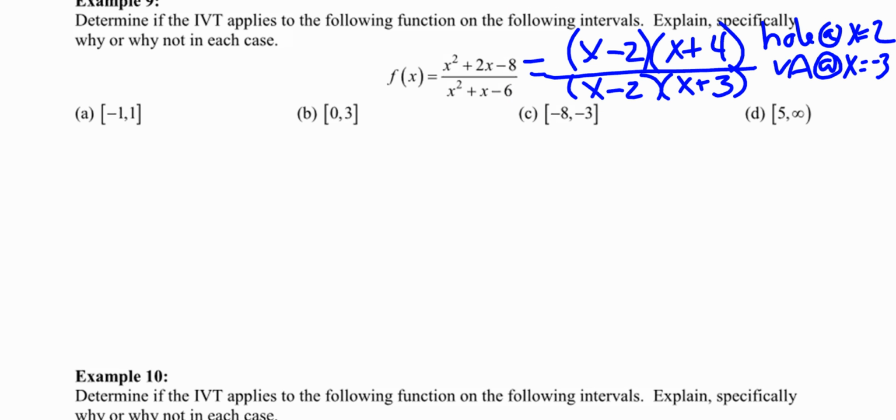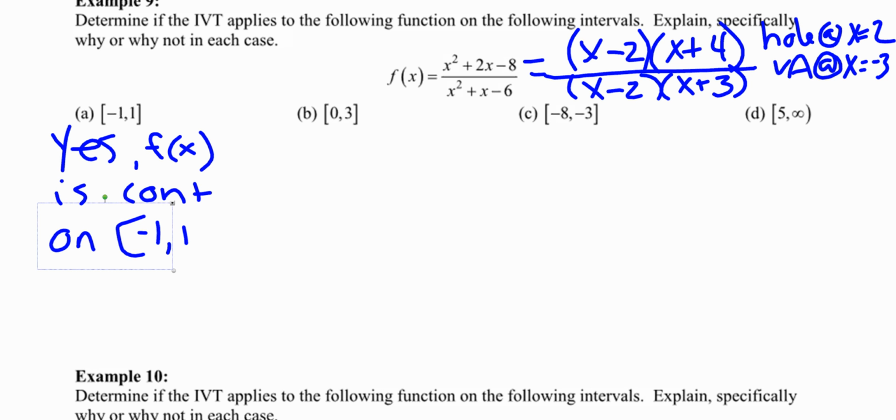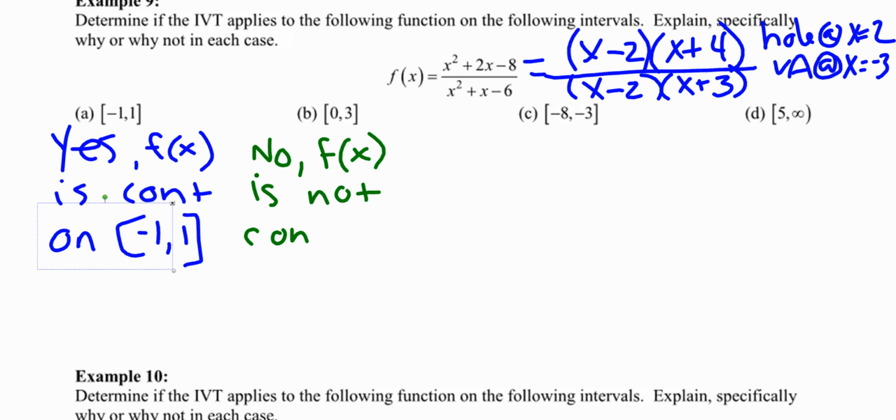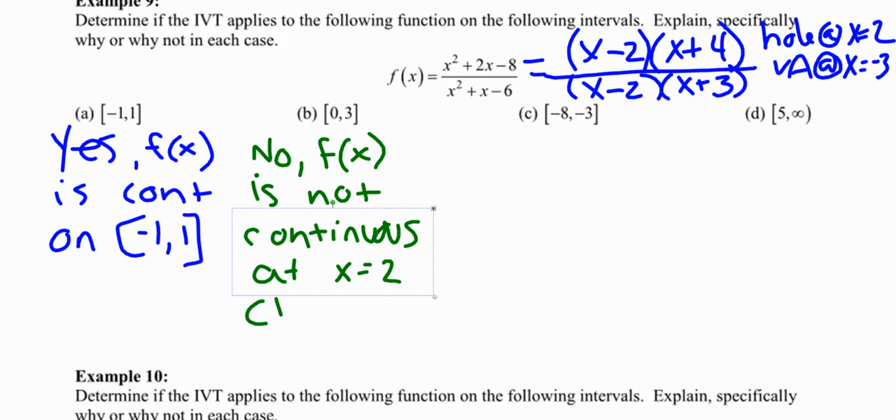So does the IVT apply? Is the function continuous from -1 to 1 on a closed interval? And it doesn't include either of those values we listed, so yes, f of x is continuous on the closed interval -1 to 1. So the IVT would apply here. 0 to 3, I'm going to say no, f of x is not continuous at x equals 2 because there's a hole there.